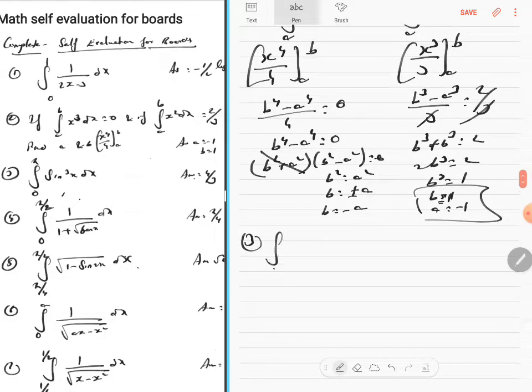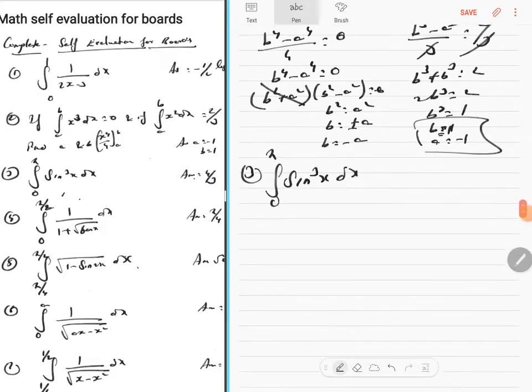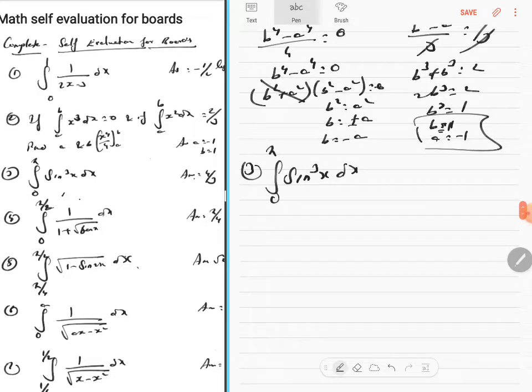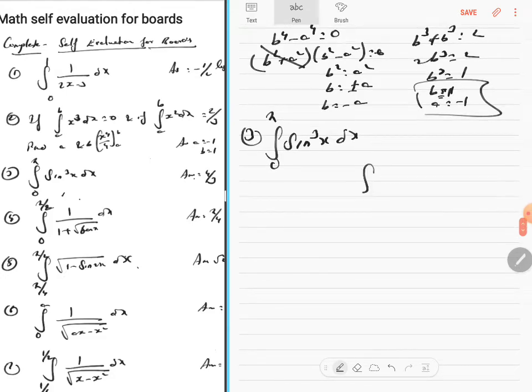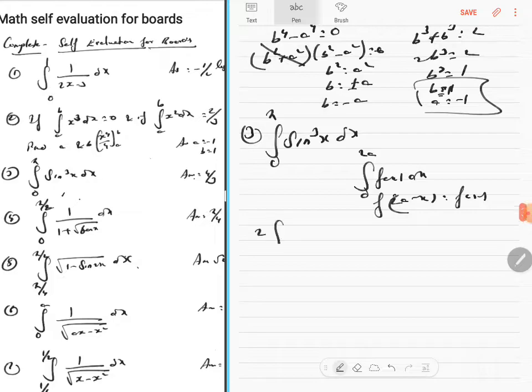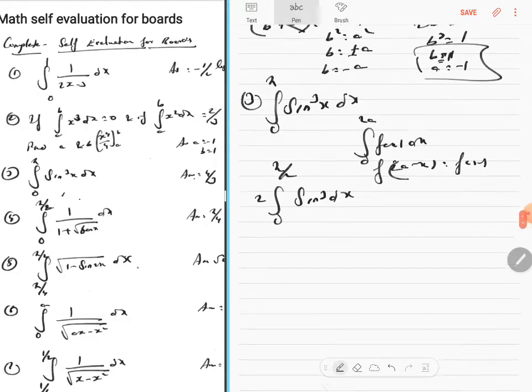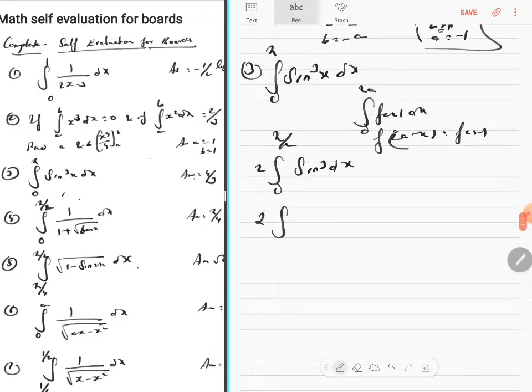Third question, integration of 0 to pi sine cube x dx. So first of all, when it's 0 to pi, I'll try to use the property 0 to 2a f of x dx. Is it the same, in that case, f of 2a minus x is the same as f of x? Sine pi minus x? Yes, it is. So 2 times 0 to pi by 2 sine cube x dx. Then you can write this as sine square x into sine x into dx.